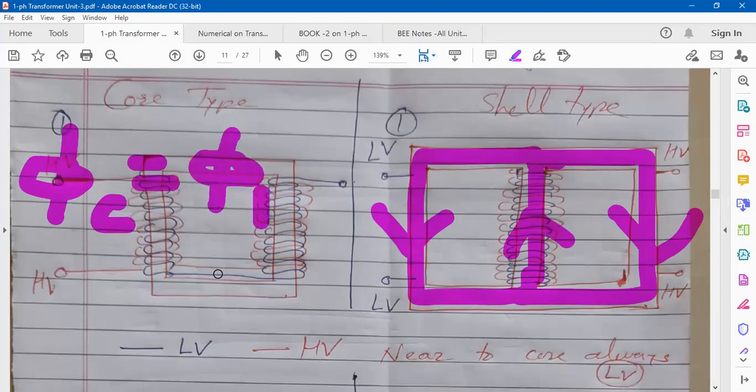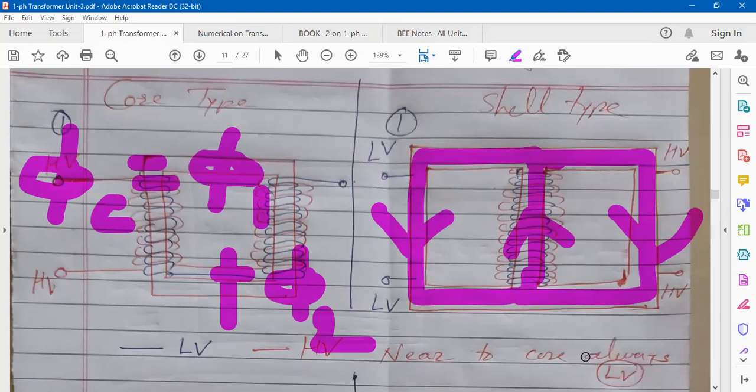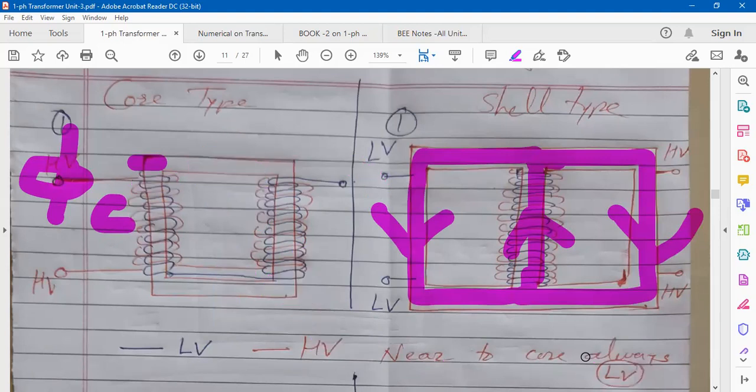Means here, the flux flowing through central limb is an addition of phi1 plus phi2. So you can see it's an example of parallel magnetic circuit. Suppose this one is phi1 and this one is phi2, so flux gets equally divided, isn't it? And in central limb, it's a total flux, summation of phi1 and phi2. So shell type core is an example of parallel magnetic circuit, and core type core is an example of series magnetic circuit. Okay, so this is the difference between shell type and core type.